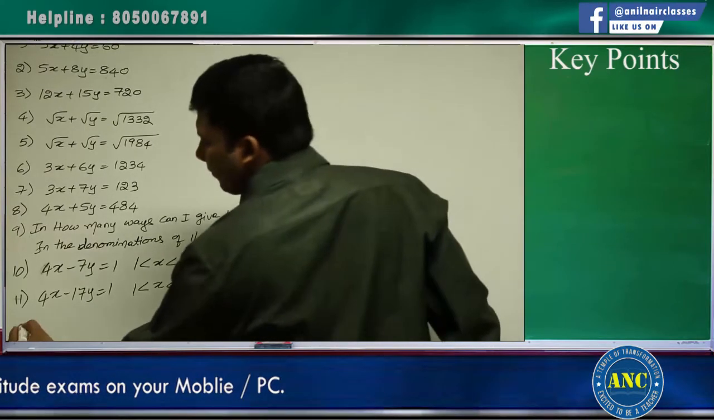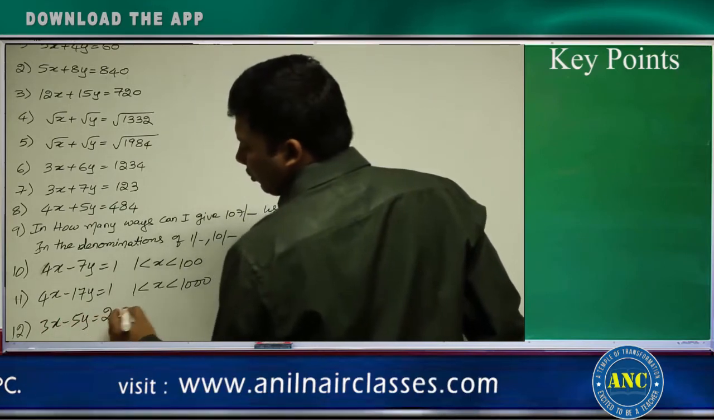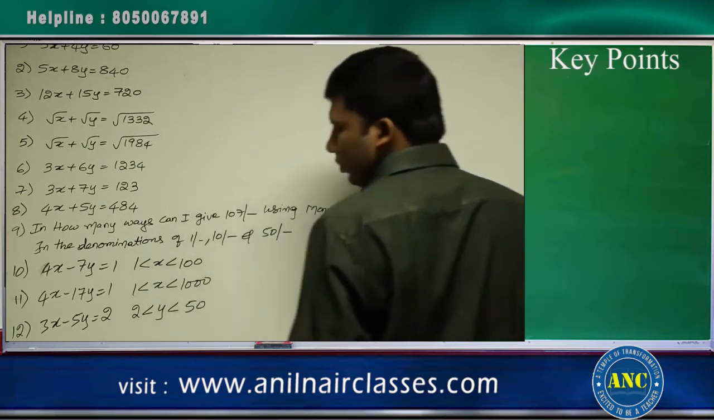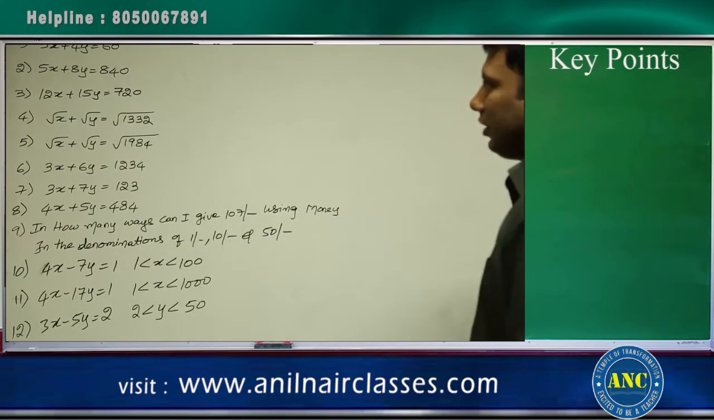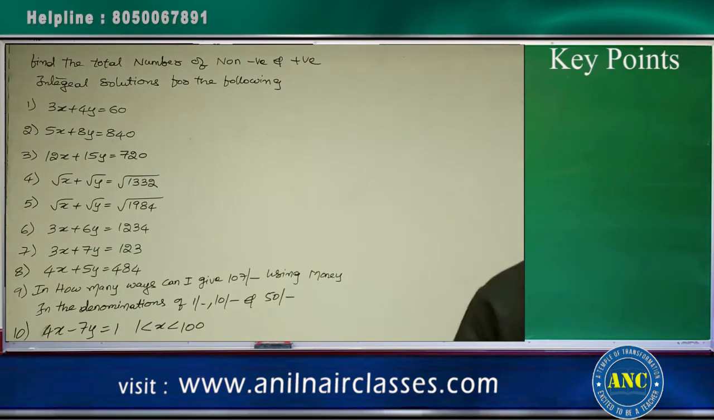12th one: 3x - 5y = 2, where 2 < y < 50. Okay. Just write down one more question.